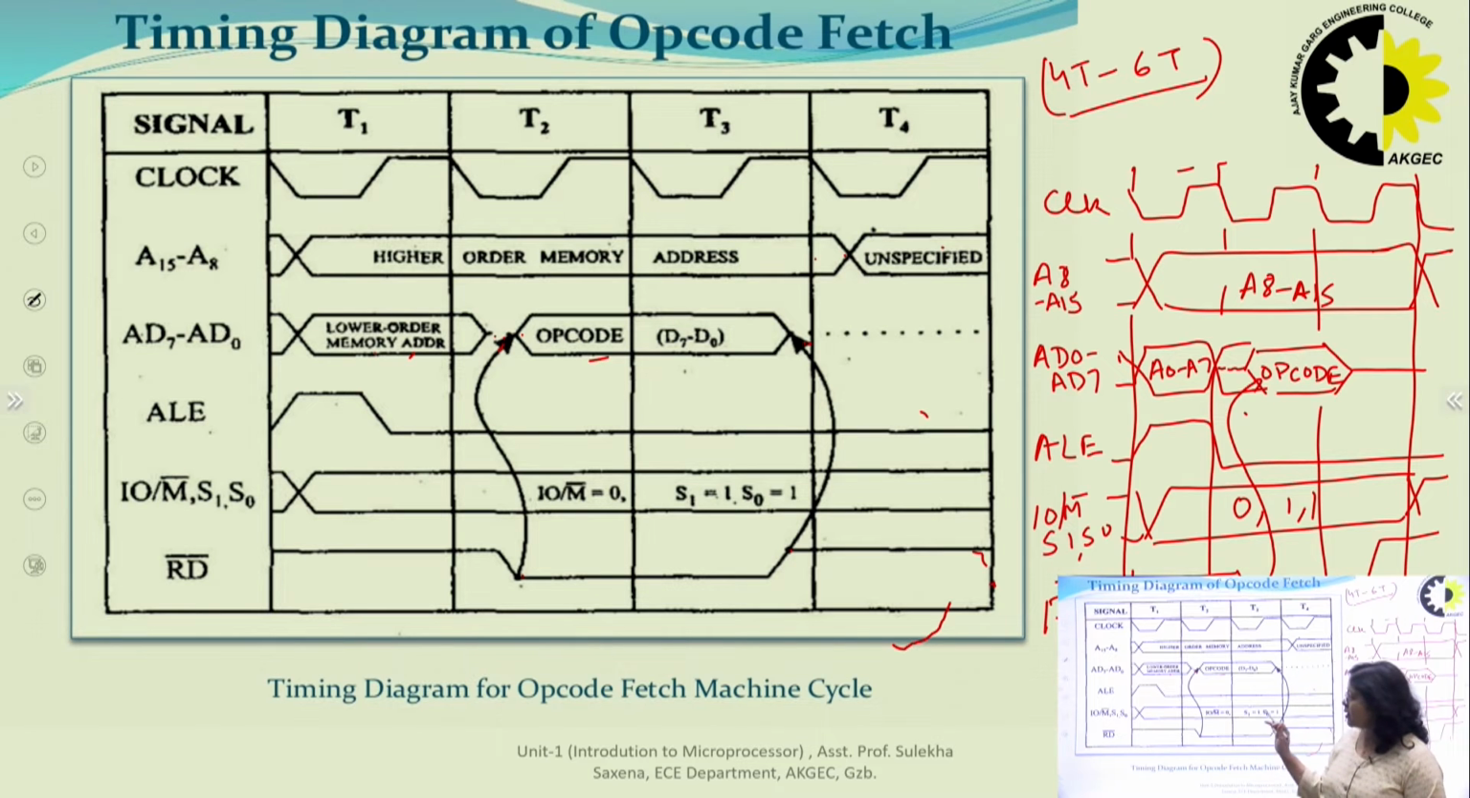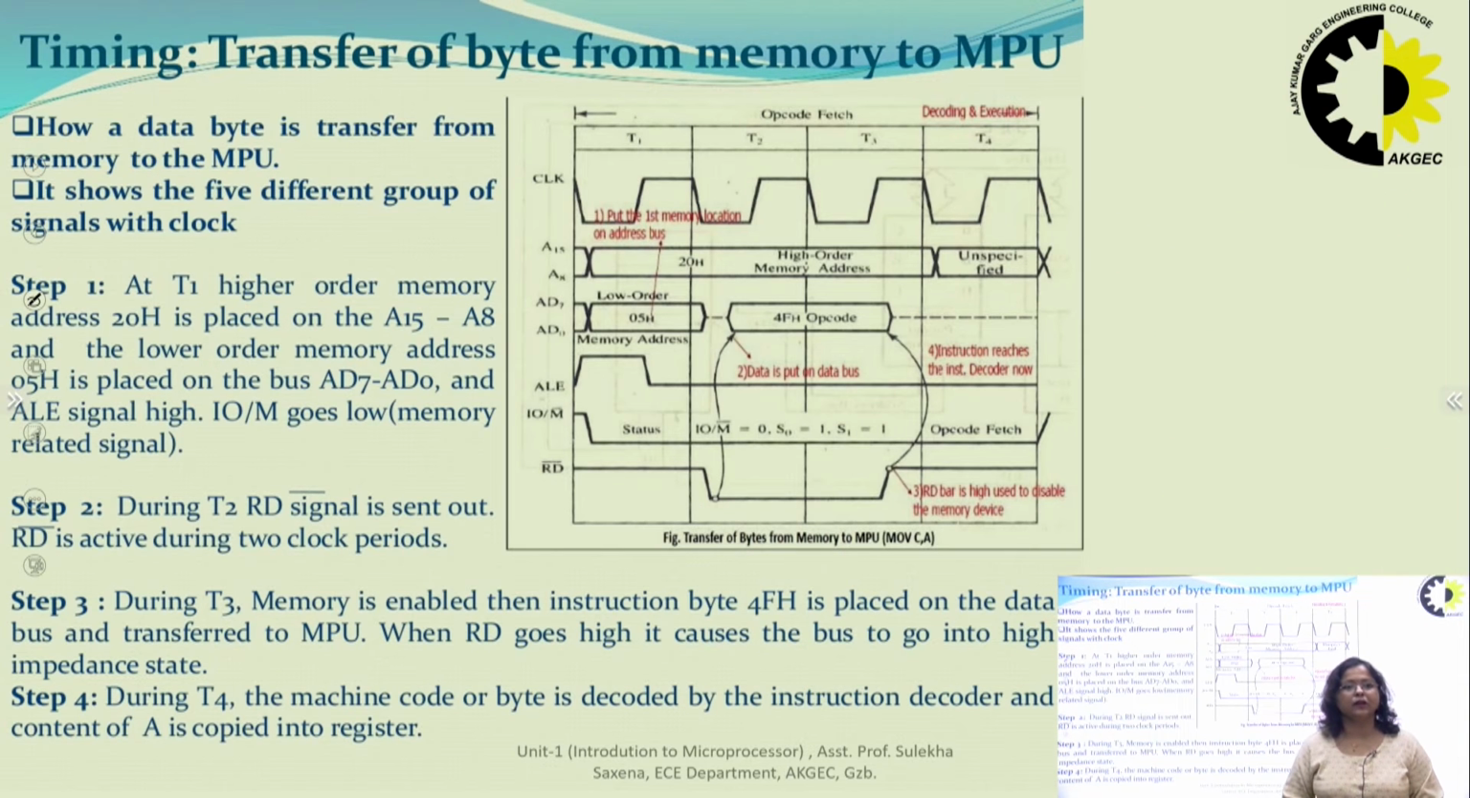And IO/M bar, S1 and S0 can be drawn the same from start to end, and we can write the values inside: IO/M bar 0, S1, S0 1, 1. So in this way a timing diagram is prepared in the case of 8085. It is a graphical representation of address, data, control signals and status signals with respect to T states. So this is a very important timing diagram.